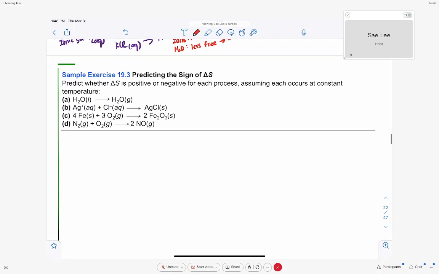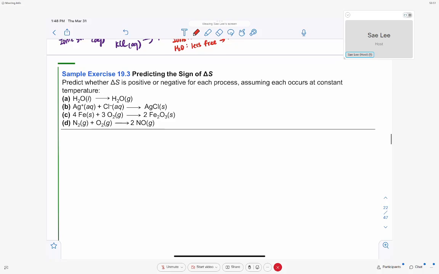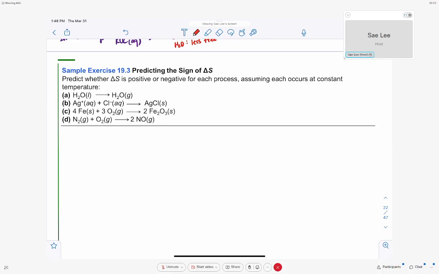Let's try a sample exercise to predict whether the entropy of these processes increases or decreases. Let's try to predict whether the delta S is positive or negative for these processes. For A, you're going from liquid water to gas water. If you are going from liquid water to gas water, that's evaporation.